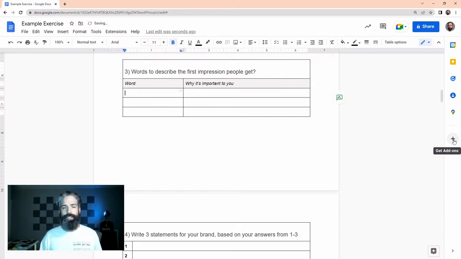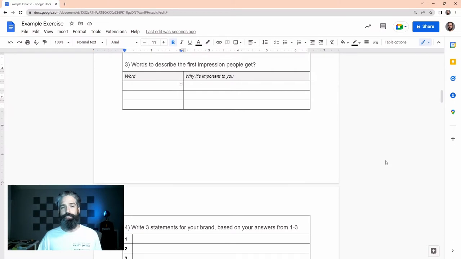Now, given you are probably a professional building a personal brand, you might want to go with something like trust or friendly or professional. The why it's important to you column is for you to understand your motivations a little bit. Keep in mind, you need to create content to represent yourself, so having these particular touch points can help with the tone and the messages that you write.